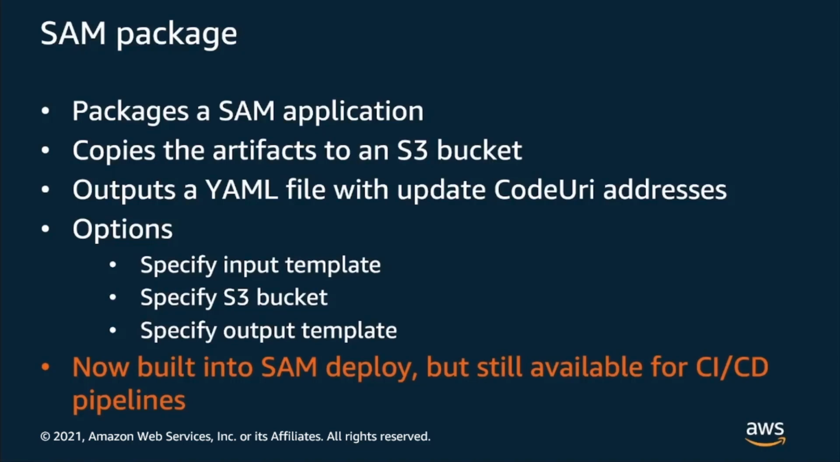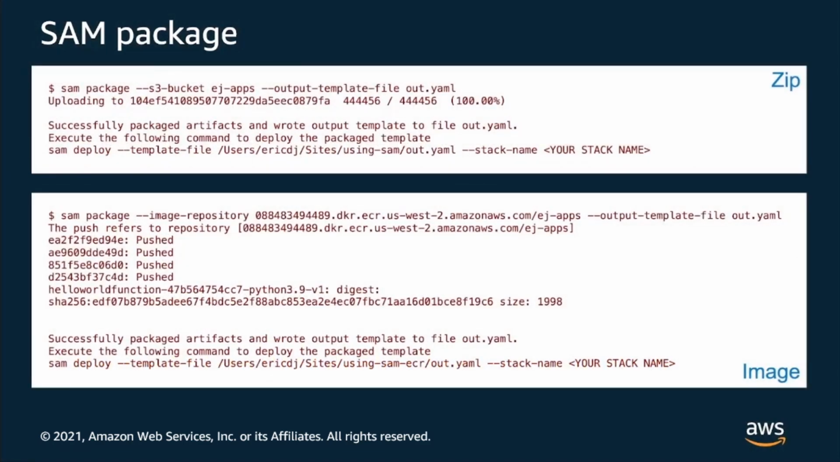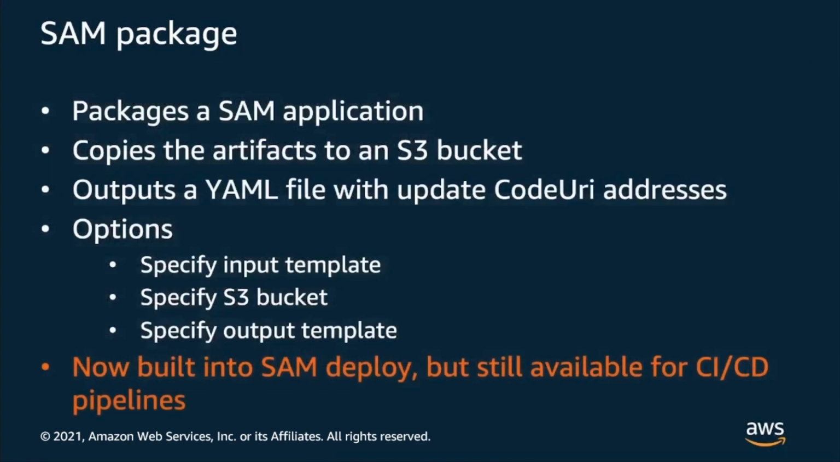In fact, let's take a look at an example. When I hit SAM package, in this first example, I pass in the bucket I want the artifacts to go to, and then I give it an output template file. I'm going to go back for a second because you can see here where it outputs a YAML file with updated code URI addresses. So your code URI at first is pointing to a local folder. It says, look, all my stuff is in this local folder.